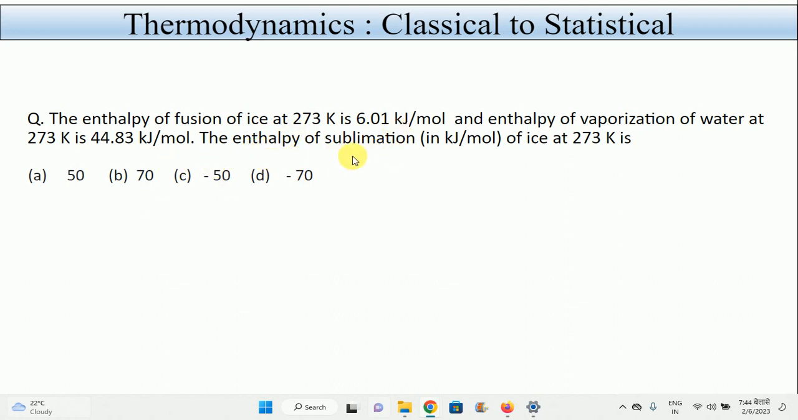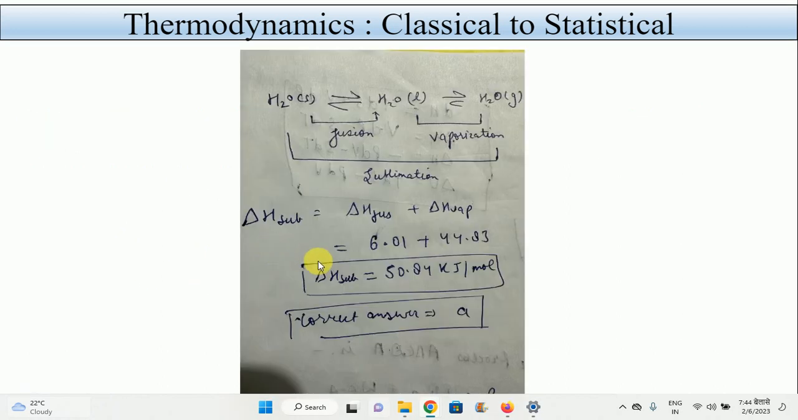As we know that enthalpy is a state function, it does not depend on the path. If we are going from solid to gas, we can always go through two steps, from solid to liquid and liquid to gas, and going directly from solid to gas, both will give the same amount of enthalpy. So the sum of enthalpy of fusion and enthalpy of vaporization will give us the enthalpy of sublimation.